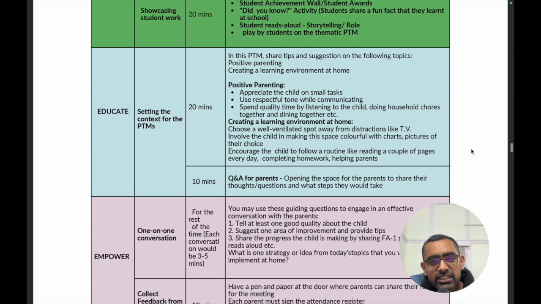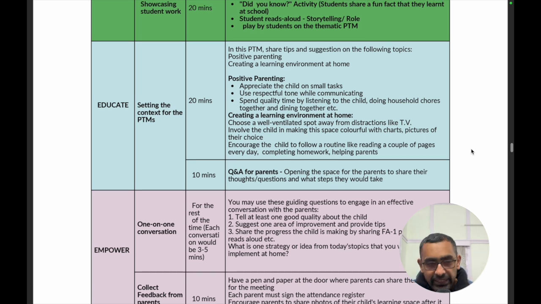Then setting context is very important. The head of the school ideally should do that. The teacher should do that. Context setting: what are we going to discuss in this PTM? And then Q&A is also important because you have to let them voice their concerns.